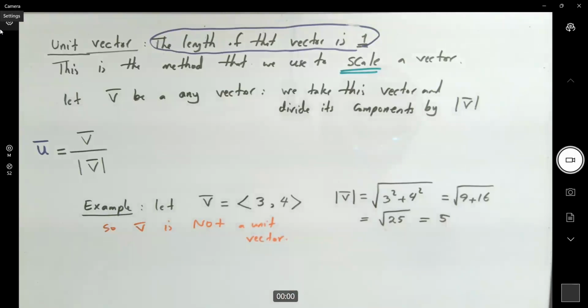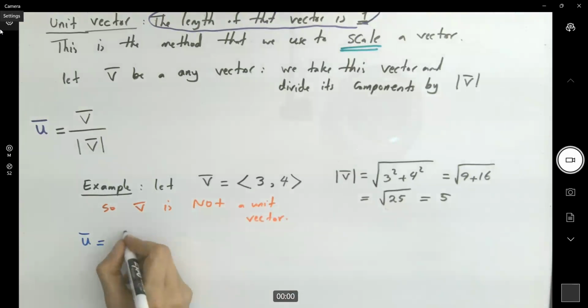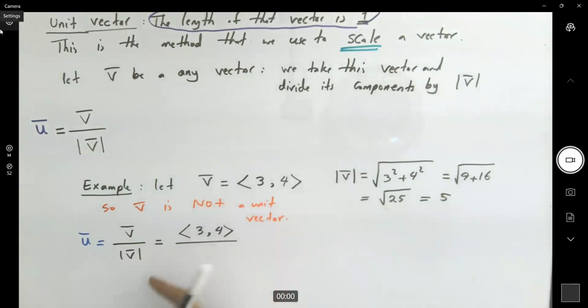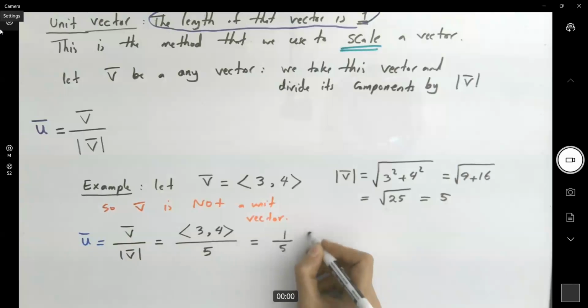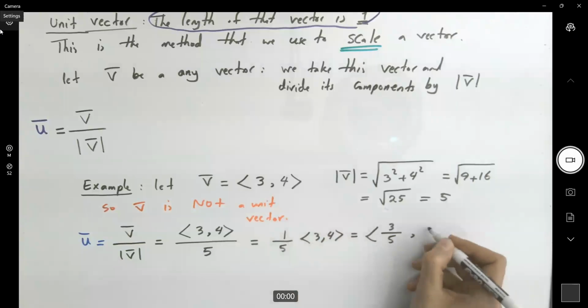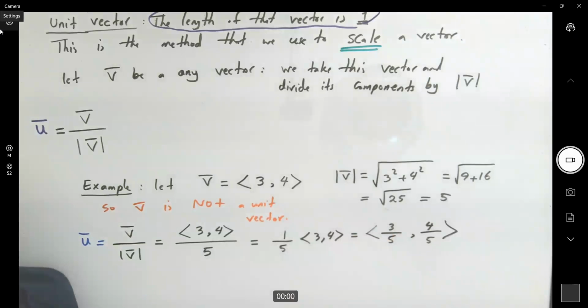So how do you make a unit vector? You're going to take vector V and divide it by its magnitude. V divided by the magnitude of V. V is defined as (3, 4) divided by the magnitude, which is 5. What do I mean by that? It means that I'm just multiplying the components of this vector by one fifth. Scalar multiplication. This is going to be (3/5, 4/5). So this is a scalar multiplication.